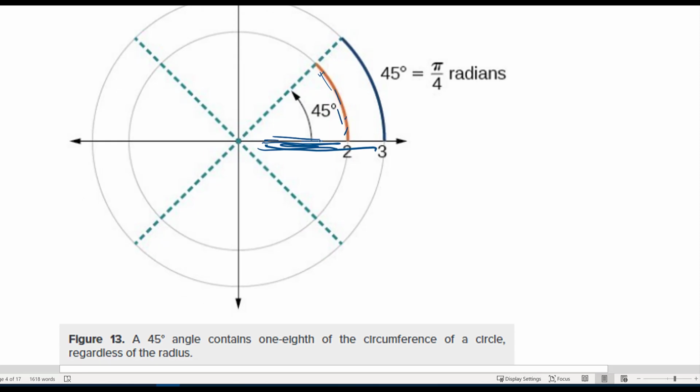So just because the radius is more, what that's going to result in is a longer arc length, but it would be the same when compared to the radius. So a 45-degree angle contains 1/8 of the circumference of a circle, regardless of the radius.